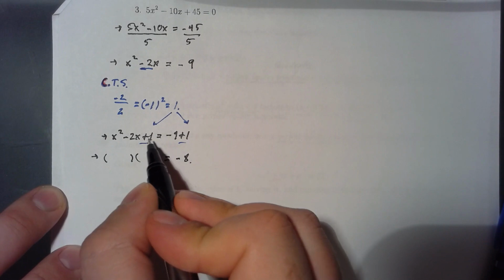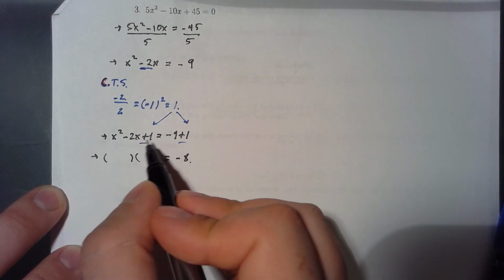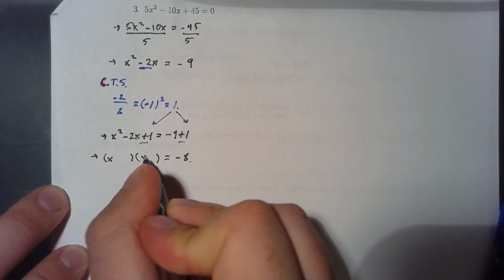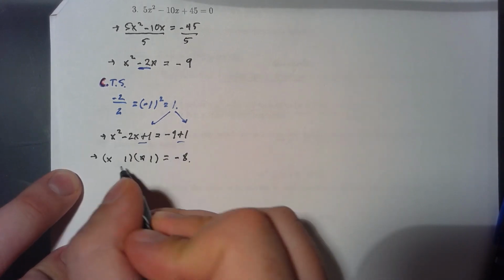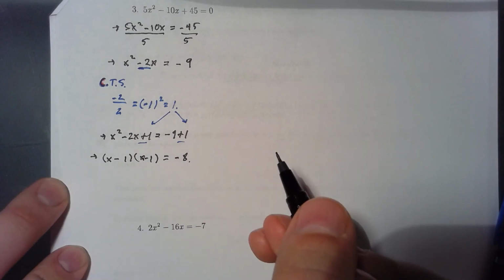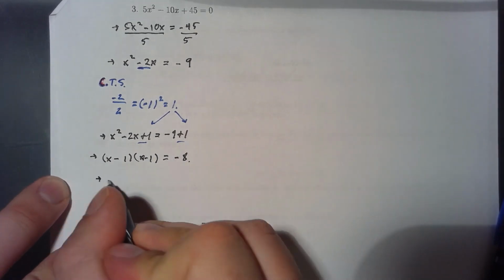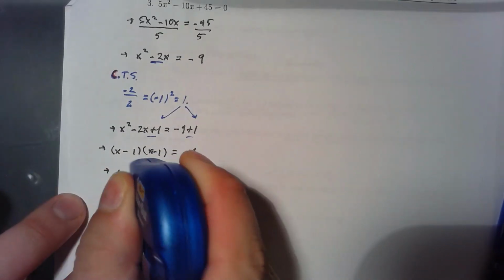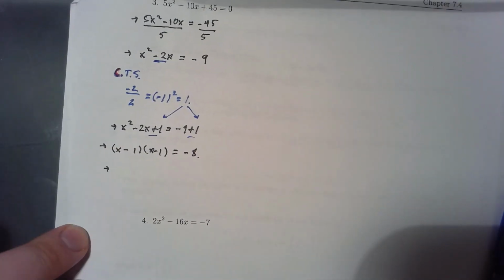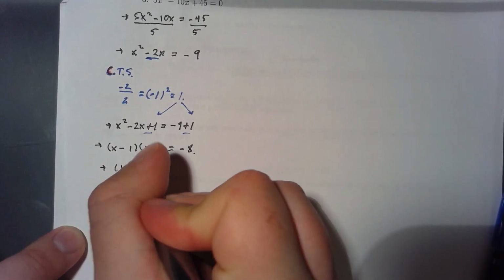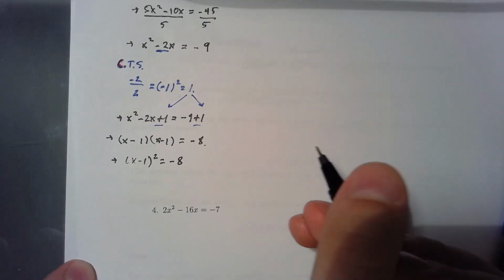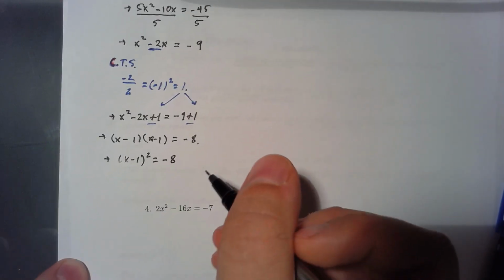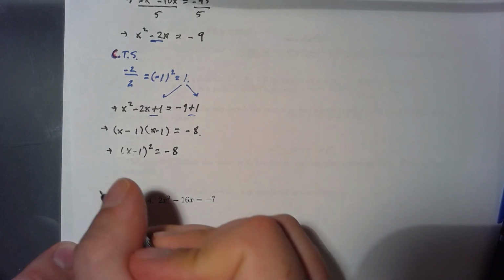So what are the factors? Well, what are the factors of 1 that are giving me 2? Well, that's easy. 1 and 1. And the signs are going to be, this is negative and this is positive, so they both have to be negative. So now I have x minus 1 quantity squared equals -8. And now from here, it's the same process. From here, you're going to take the square root of both sides.